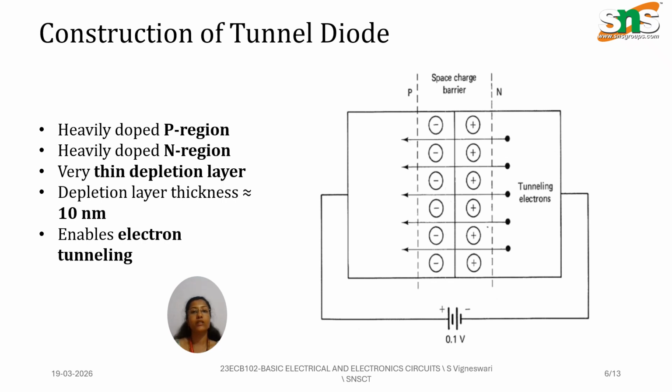So let us now look into the construction. In a tunnel diode, both the P region and N region are heavily doped. This heavy doping reduces the width of the depletion layer significantly. Normally in a PN junction, the depletion region acts as a barrier. But here, since the barrier is extremely thin, electrons can directly pass through it. So this thin depletion layer is the key factor that enables tunneling.